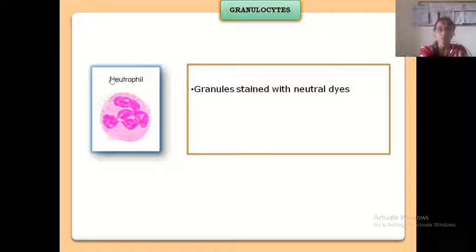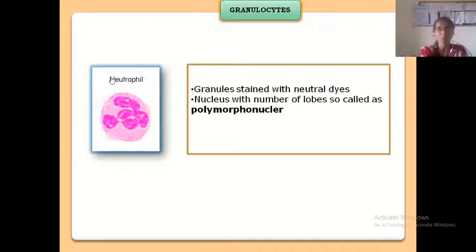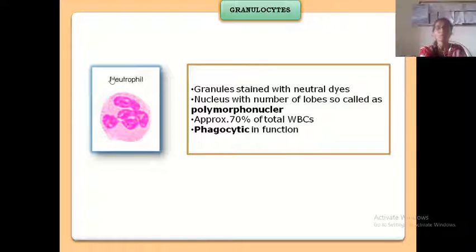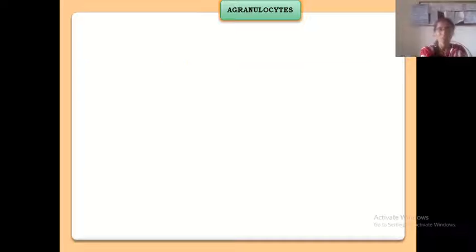Why are they called neutrophils? Because the granules present in these granulocytes are stained with neutral dyes. The nucleus of these cells consists of a number of lobes, varying from 4 to 6, and so they are called polymorphonuclear. The major part of the total WBCs is neutrophils. They are phagocytic in nature, and they play a very important role in our immune system.